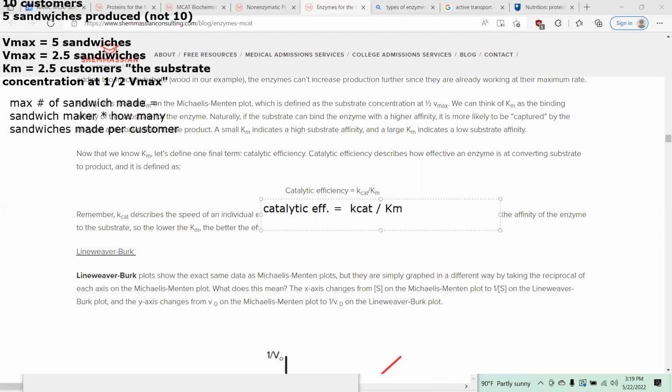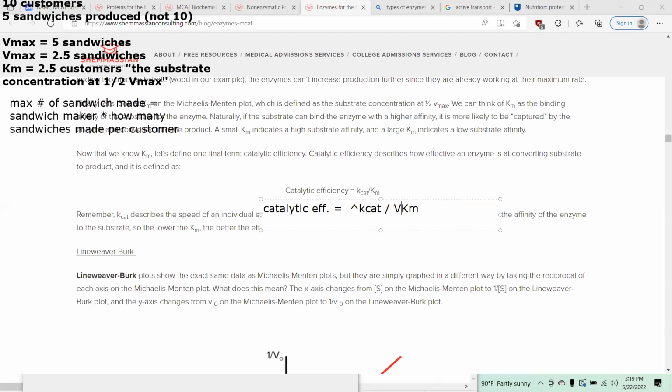So you see that there are two factors by which we can increase the catalytic efficiency of an enzyme. If we increase the rate at which we turn ingredients into a sandwich, and we decrease the Km, which means that we have high affinity for the customer, that's going to give us the maximum catalytic efficiency. So I'll give you it in sandwich terms once, and then I'll give you it in the scientific terms once. So we have a sandwich maker.